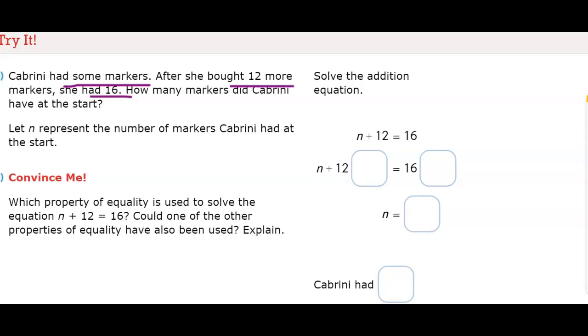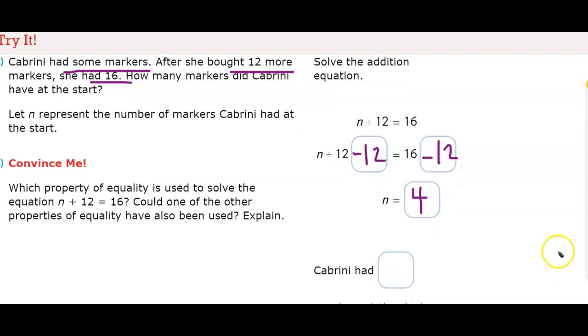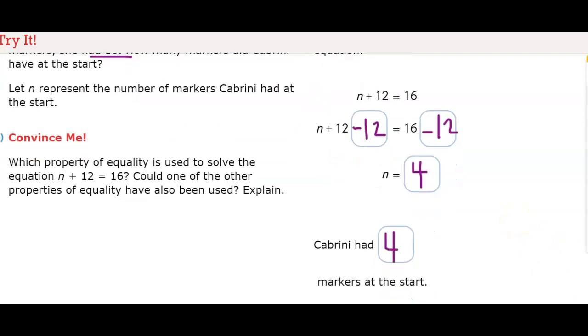So now we're going to try to get n by itself on one side of the equation. The opposite or inverse of plus 12 is minus 12. So we're going to do minus 12 on both sides of the equation. Plus 12 and minus 12 equals 0, so we're left with n. And then 16 minus 12 is going to equal 4. So Cabrini had 4 markers at the start before she bought 12 more.